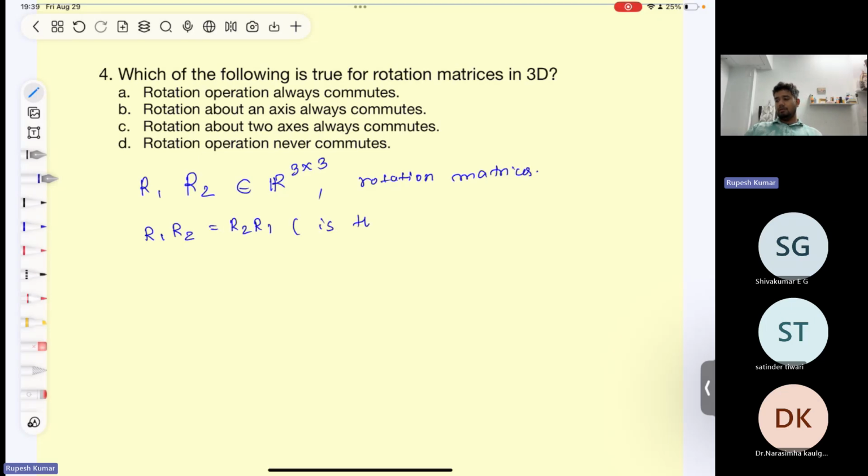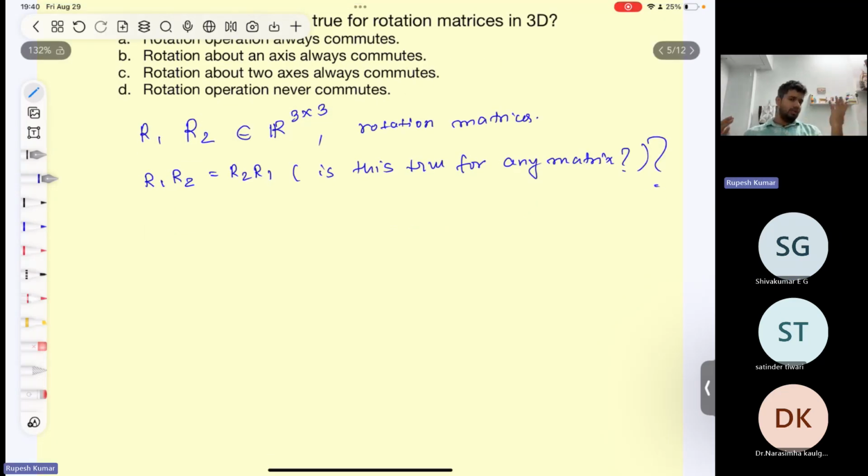Is this true? Anyone? Is this true for just any matrix? It will be true in two dimensions, but in three dimensions it is not going to be satisfied. For any arbitrary matrix, this is not always true. It is true in some cases, but not always for arbitrary matrices. But for special matrices such as rotation matrices, we can find this property to be true for certain cases. So let's think of it geometrically instead of getting into the details of how rotation matrices look.